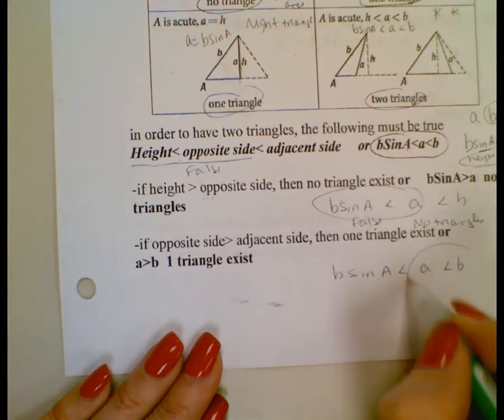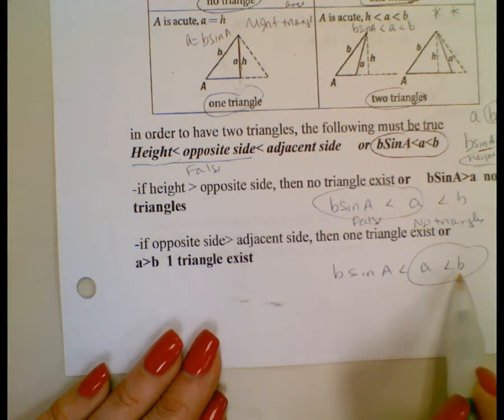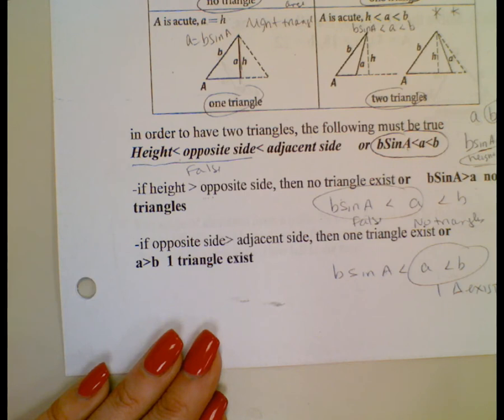But if it's this part that's false, just this part, then one triangle exists. Because it would be greater than, and you would have one triangle exist.